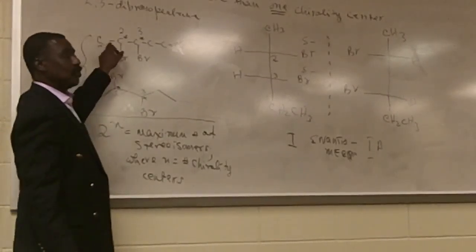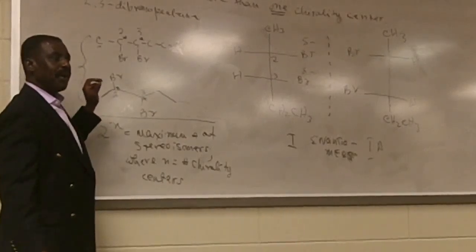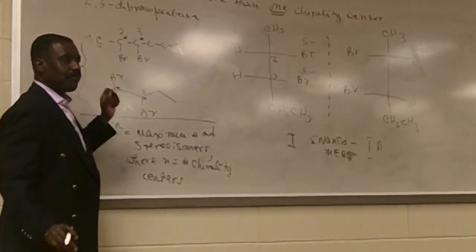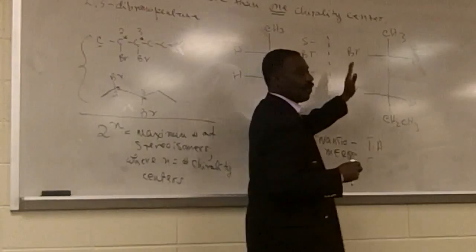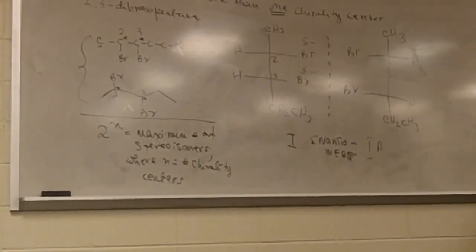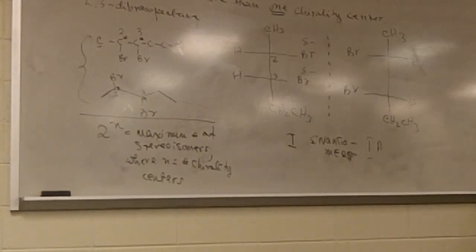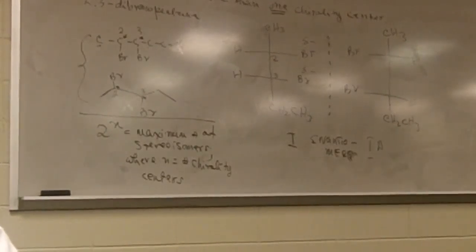This compound has 2 chirality centers, isn't it? 2 raised to the power 2 is equal to what? 4. Those are the 4 stereoisomers. Then when you draw, we do the comparison. Mirror images are enantiomers. Non-mirror images are what? Diastereomers. Okay?